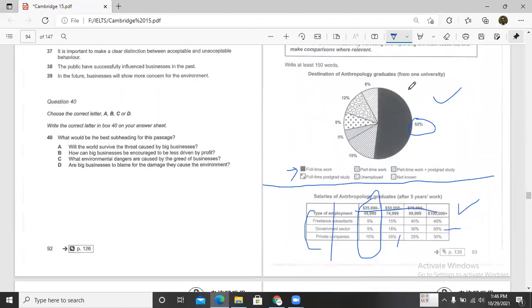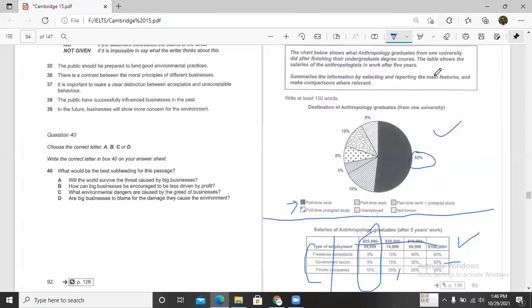So what you can do for today's homework is do this Task 1 and do the true, false, not given and the yes, no, not given as well, and we will talk about this tomorrow.